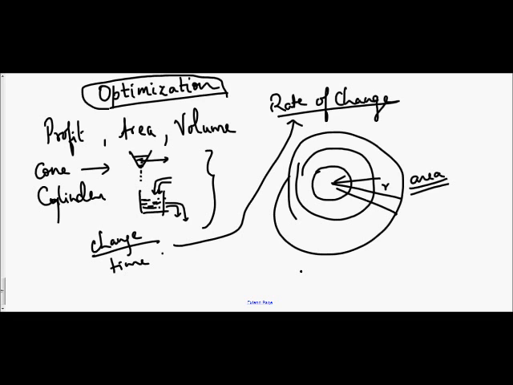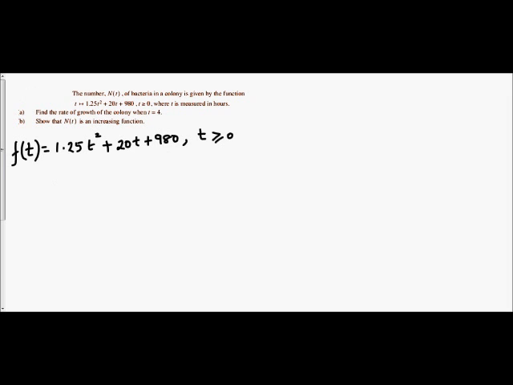Many questions on optimization. Let's consider this as our first example. The number of bacteria N of t. So I can write this as N of t is equal to 1.25 t square plus 20t plus 980, which is the function given here, and t is measured in hours, which is time, therefore it is always positive.